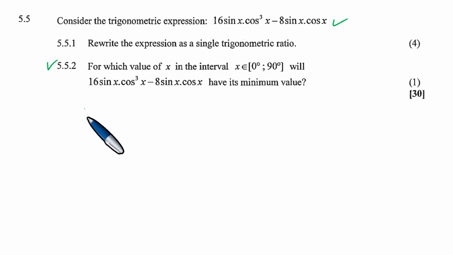Okay. Right. Consider the trigonometric expression, this one. For which value of x in the interval x between 0 degrees and 90 degrees will 16 sine x cosine cubed x minus 8 sine x cosine x have its minimum value? It's 1 mark, like 1 minute. But yeah, you'd have to remember something. I'm going to give you a chance to answer that one.